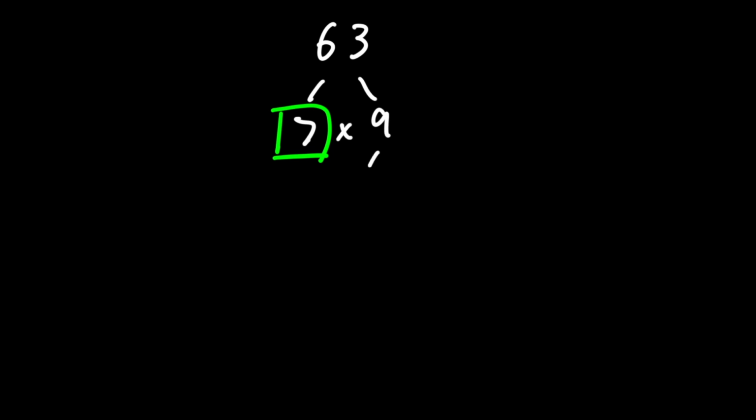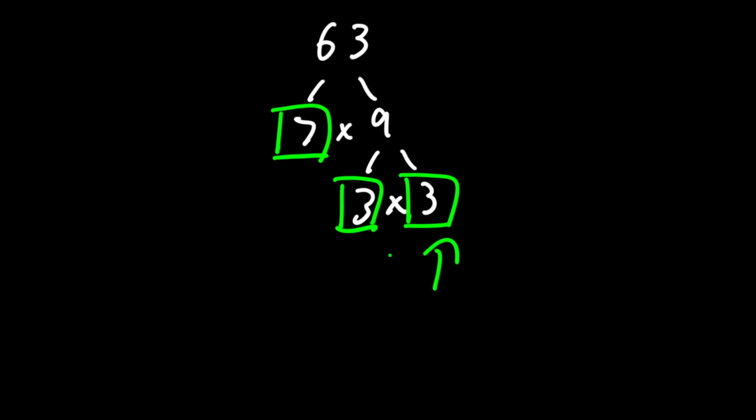Now what about 9? 1 times 9 is a factor pair of 9, but so is 3 times 3. Now can we factor 3? The only factor pair of 3 is 1 times 3, so that means 3 is a prime number. And since we know 3 is a prime number, this 3 also must be a prime number. So this is a prime factor, this is a prime factor, and this is a prime factor. So the prime factors of 63 are 7, 3, and 3.